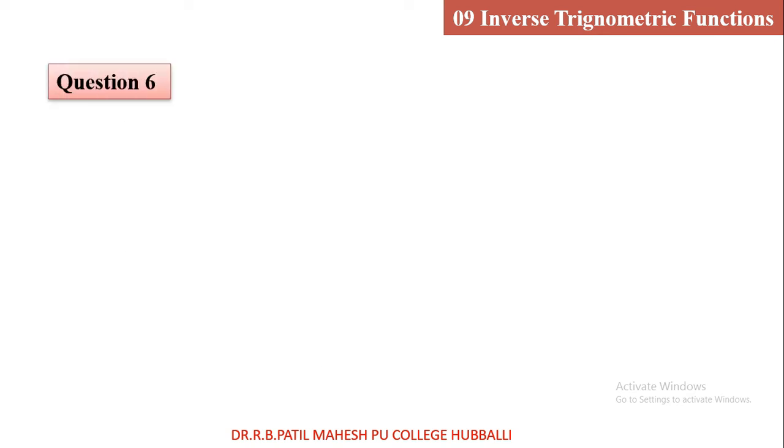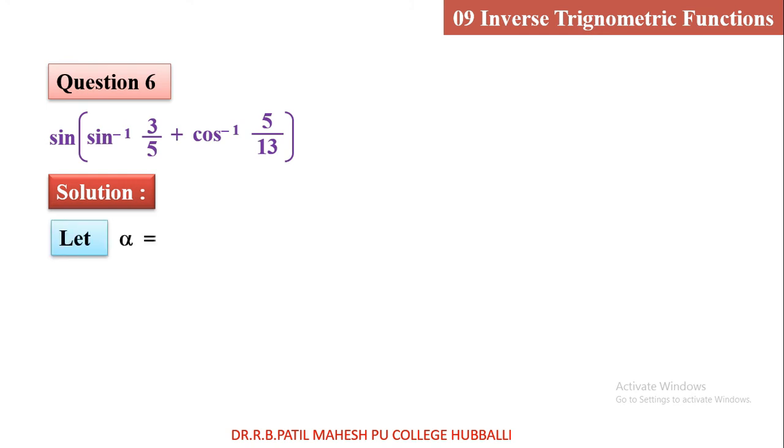Question number 6. Sin of (sin inverse 3 by 5 plus cos inverse 5 by 13). Solution. Let me take alpha as sin inverse 3 by 5, and sin alpha will definitely be 3 by 5.